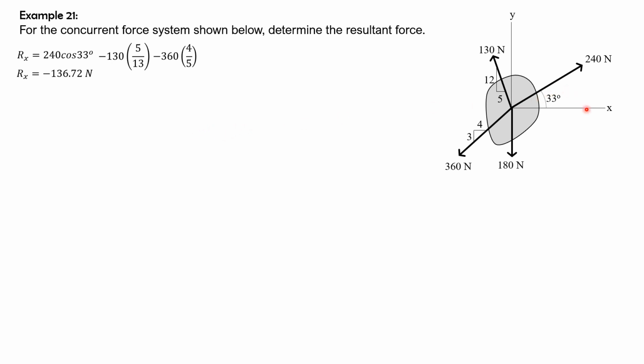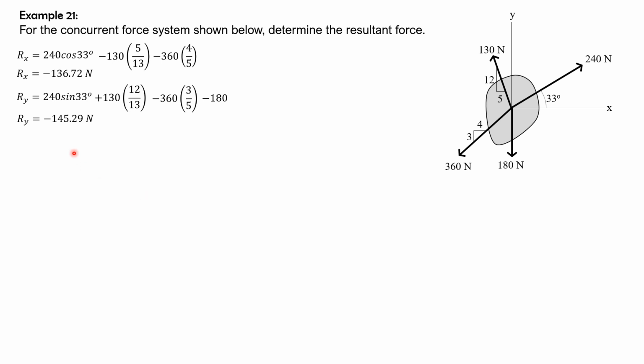Likewise, for the y component of the resultant, 240 is positive, so 240 sine of 33 plus 130 times 12 over 13, then this is minus, so minus 360 times 3 over 5, and of course minus 180. So Ry is 240 sine of 33 plus 130 times 12 over 13 minus 360 times 3 over 5 and minus 180. Computing for Ry is negative 145.29 newtons.